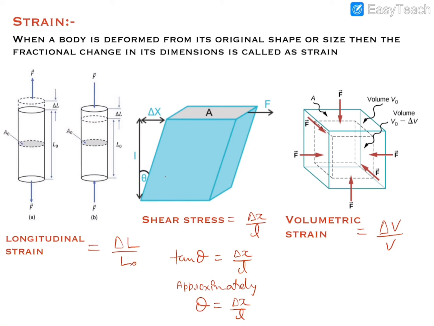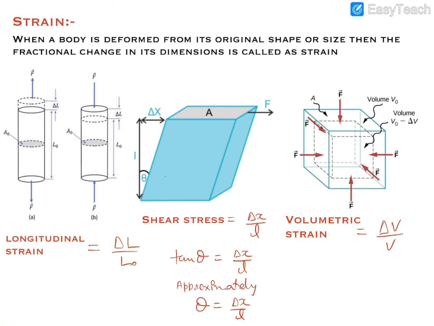So you can see that as strain is the ratio of dimensions, it has no dimension, and the unit of strain is nothing. So strain is unitless, but stress has the dimension of pressure. Now we talk about the tangential or shear strain.